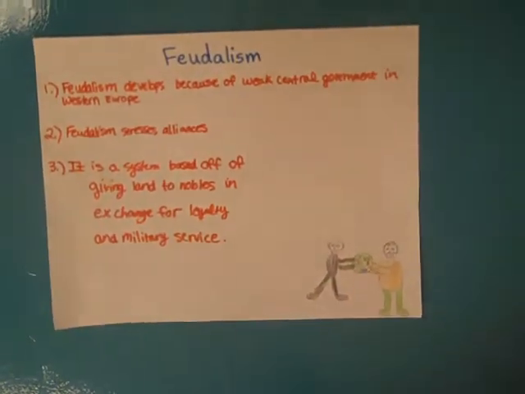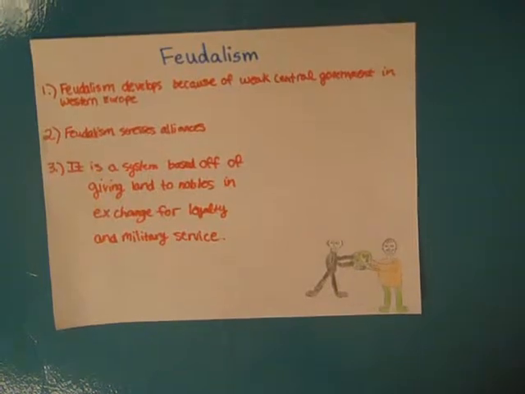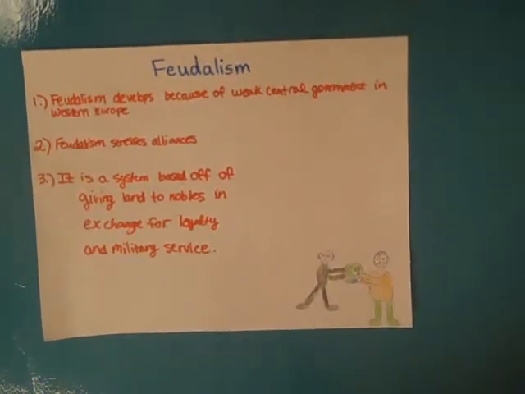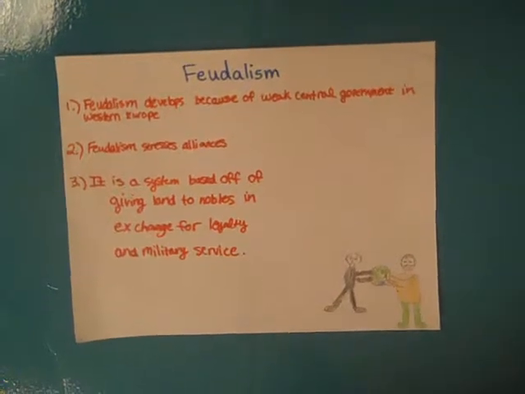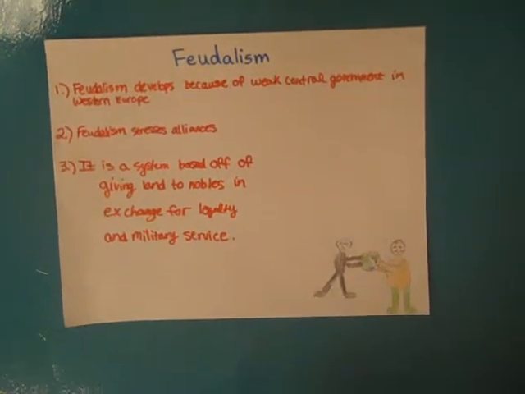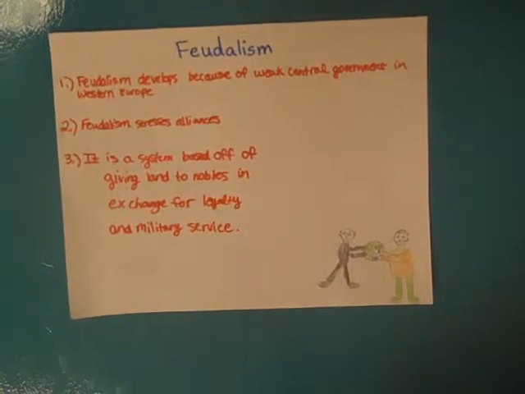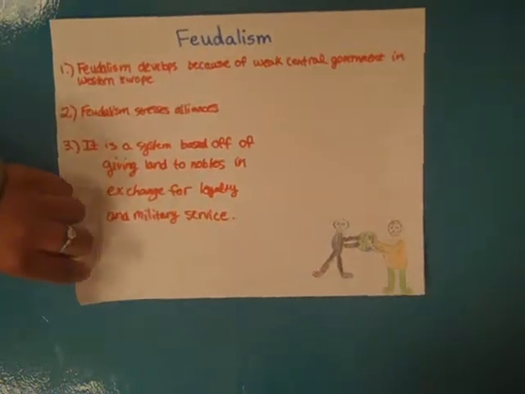Feudalism. Feudalism developed because of weak central government in Western Europe. Feudalism stresses alliances. It is a system based off of giving land to nobles in exchange for loyalty and military service. The picture is of a man giving land to a noble so he can get loyalty.